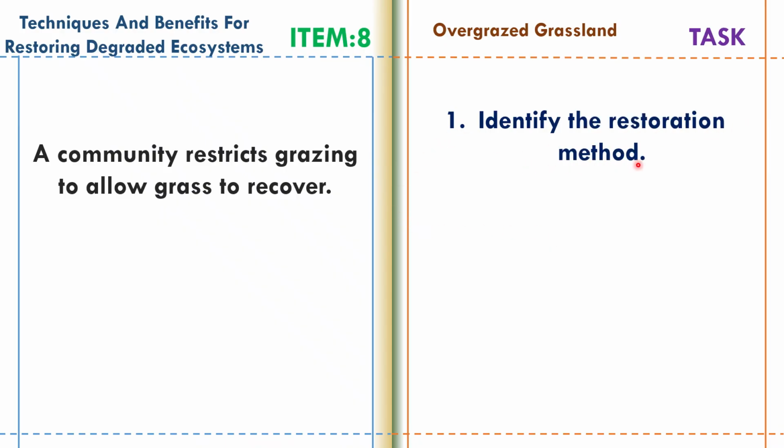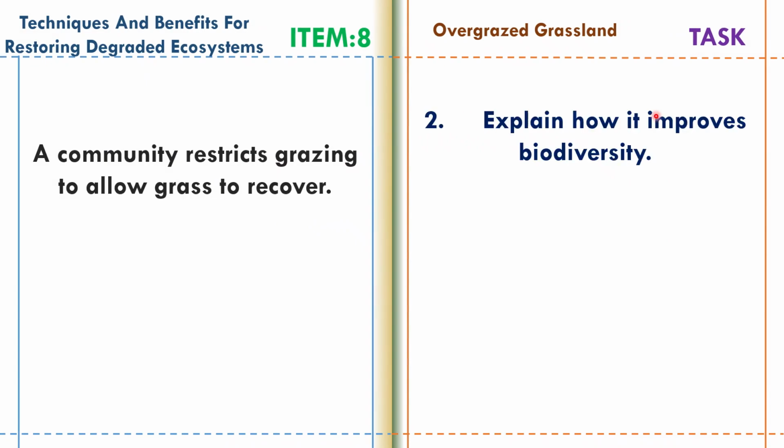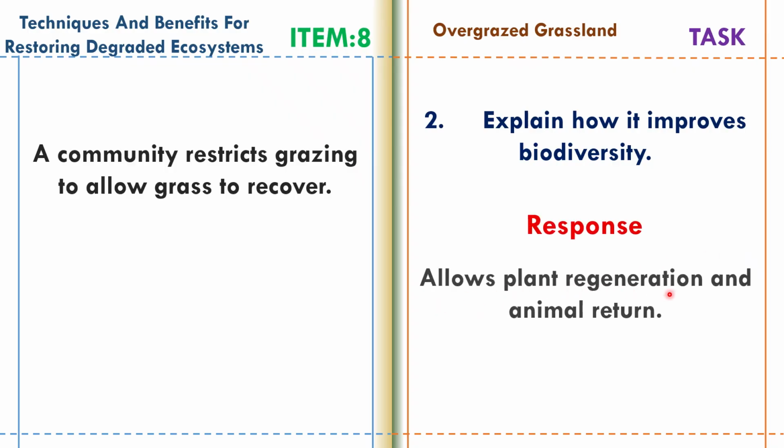Identify the restoration method. Controlled grazing. Explain how it improves biodiversity. Allows plant regeneration and animal return.